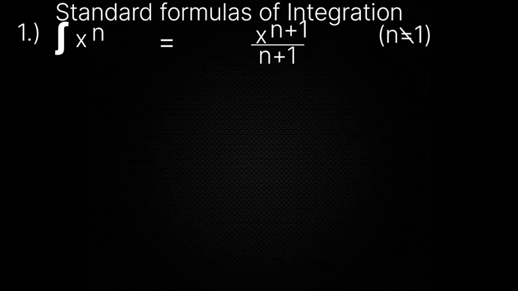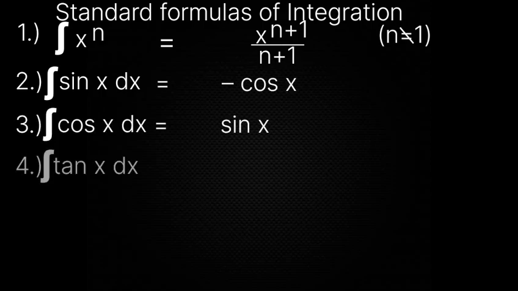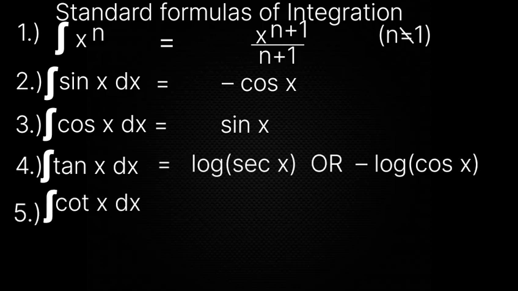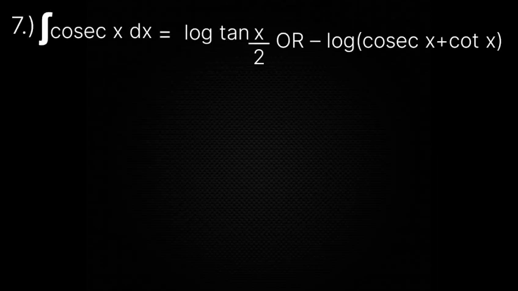Next, let's look at the basic trigonometric functions. The integral of sine x is negative cosine x, and the integral of cosine x is simply sine x. For tangent x, the result is log secant x, while cotangent x integrates to log sine x. Moving on to secant and cosecant, the integral of secant x gives us log of secant x plus tangent x, and cosecant x results in log of tangent x over 2.